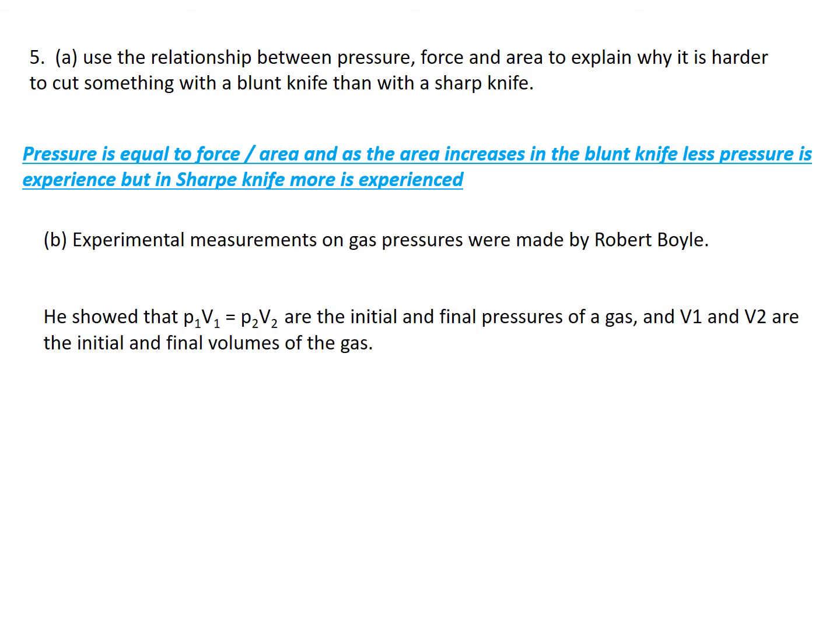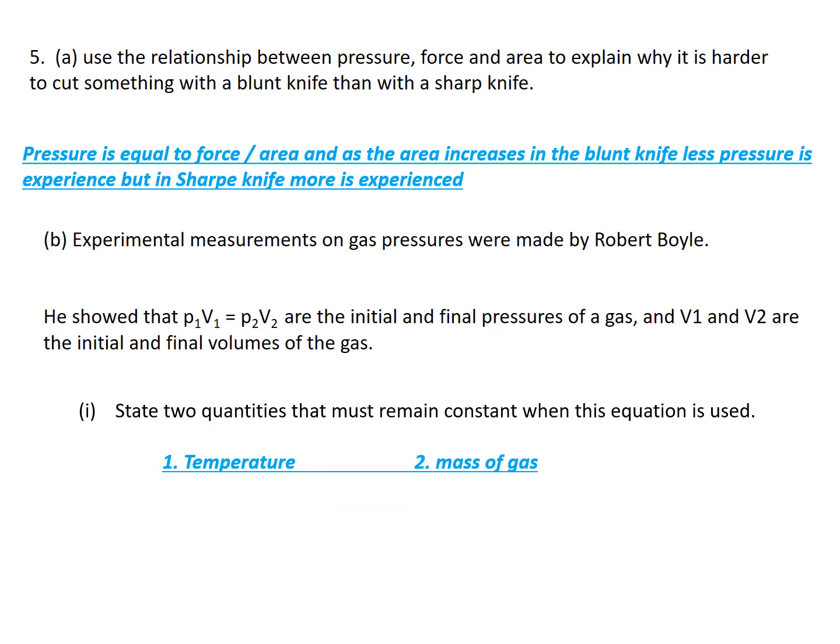Part B. Experimental measures on gas pressure were made by Robert Boyle. He showed that pressure 1 multiplied by volume 1 is equal to pressure 2 multiplied by volume 2, where pressure 1 and pressure 2 are the initial and final pressures of a gas, and volume 1 and volume 2 are the initial and final volumes of the gas. State 1. Part 1. State 2 quantities that must remain constant when this equation is used. Temperature and mass of gas. These quantities should not change.